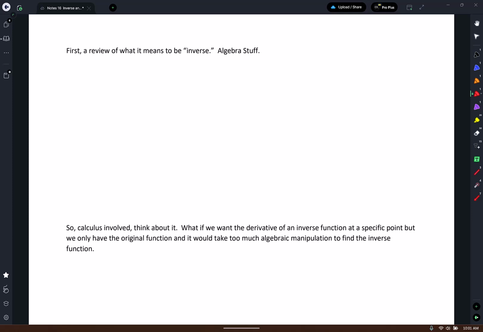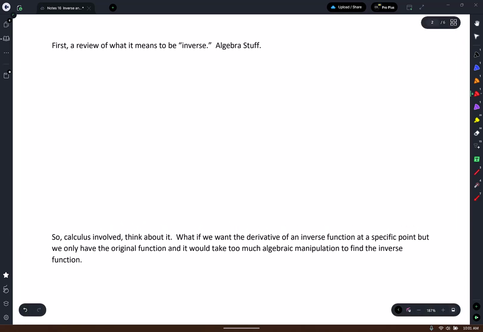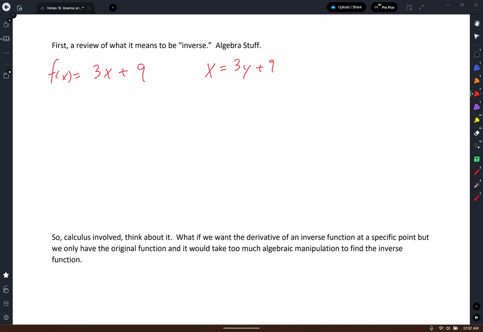All right. Review what it means to be inverse. Algebra stuff. We're going to start with simple stuff. So when you guys were in Algebra 1, you had functions like, and I'm just making this up, f of x equals 3x plus 9. And your teacher probably told you, find the inverse of this function. So what did you do when you found the inverse? You switched what over what? Yeah, x and y, right? Is that how you found it first? So you went x equals 3y plus 9. And then you solved for y.